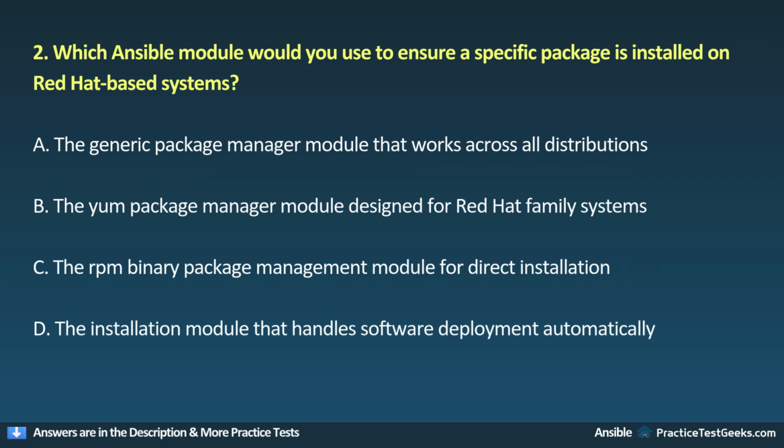2. Which Ansible module would you use to ensure a specific package is installed on Red Hat-based systems? A. The generic package manager module that works across all distributions. B. The yum package manager module designed for Red Hat family systems. C. The RPM binary package management module for direct installation. D. The installation module that handles software deployment automatically.